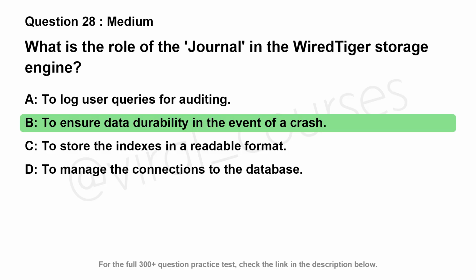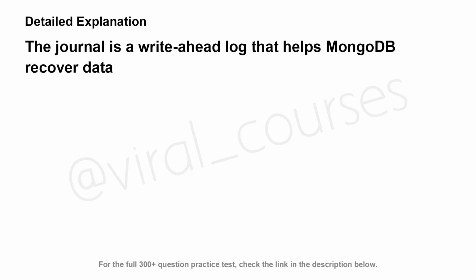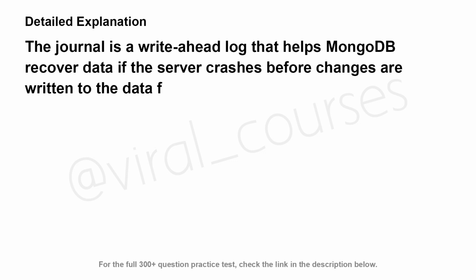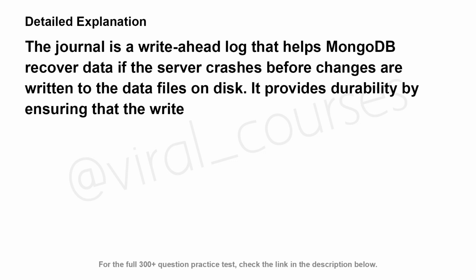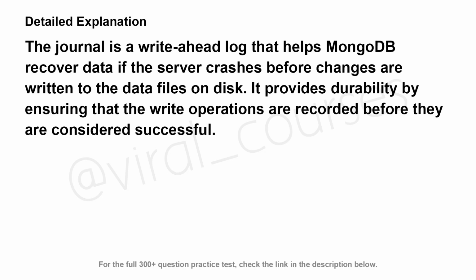The correct answer is B. The journal is a write-ahead log that helps MongoDB recover data if the server crashes before changes are written to the data files on disk. It provides durability by ensuring that the write operations are recorded before they are considered successful.